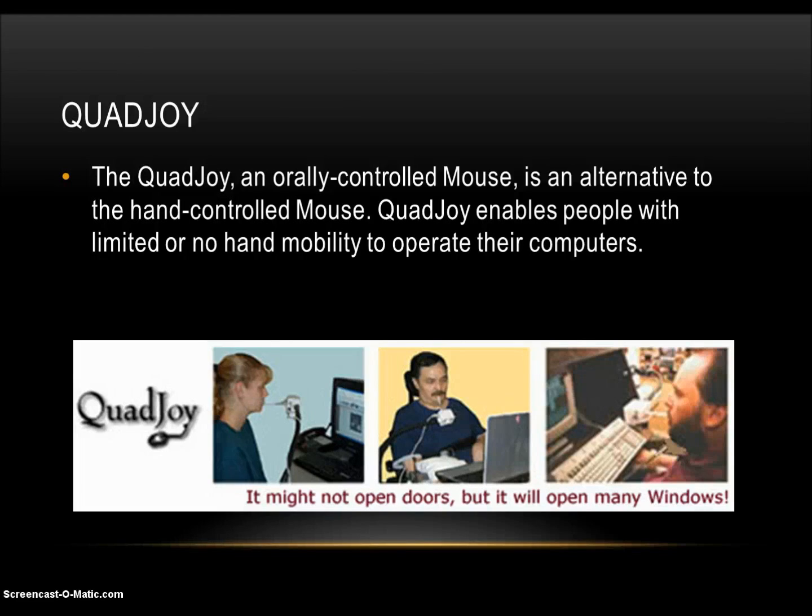QUADJOY. The QUADJOY is an orally controlled mouse. It is an alternative to the hand-controlled mouse. QUADJOY enables people with limited or no hand mobility to operate their computers. Hundreds of QUADJOYs have been sold to customers worldwide. They now can chat, play games, or surf the web. Access to these electronic activities substantiates the claim of QUADJOY's inventor, who says it might not open doors, but it will open many windows. And this is a similar tool that is used by Stephen Hawking to get around, I believe.